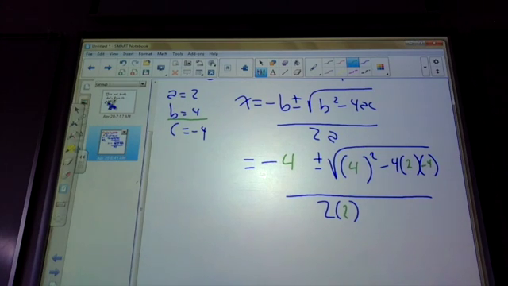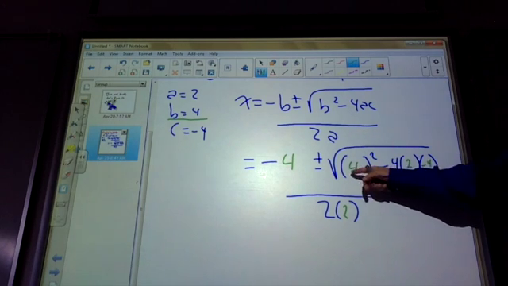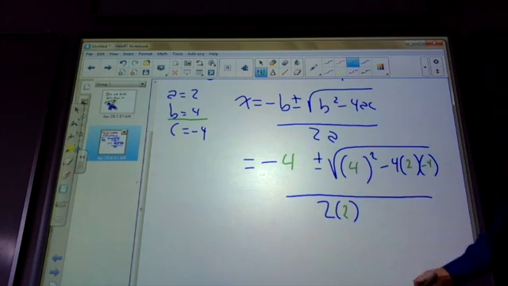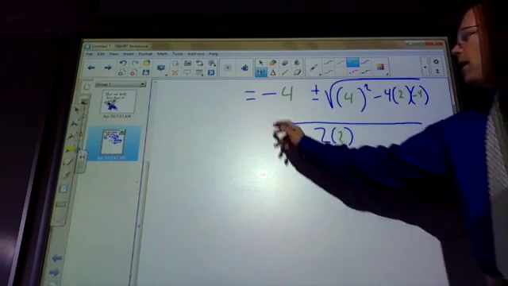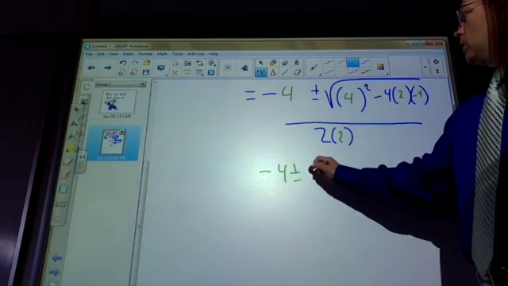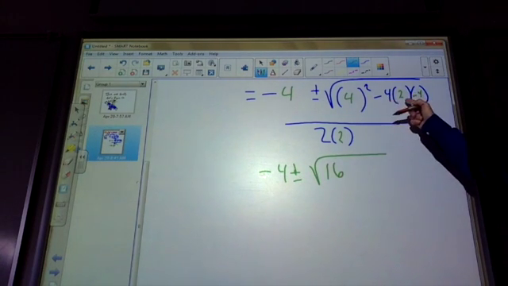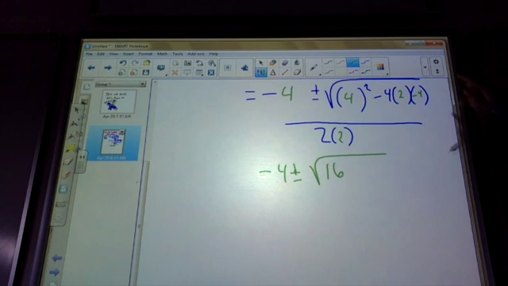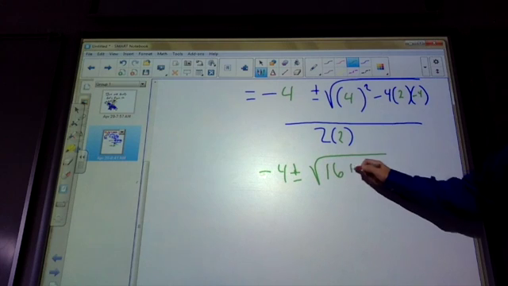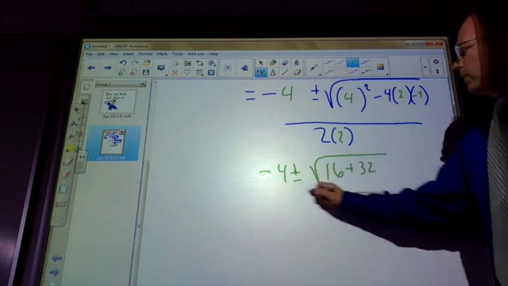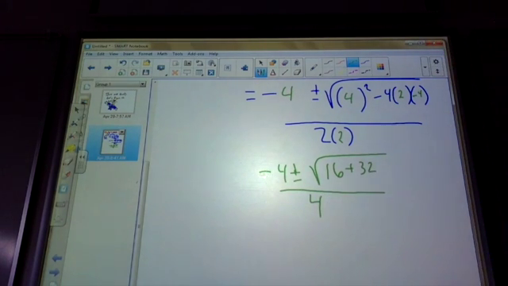Okay, so errors that might take place on this problem. The nice thing is our B value, as we have it set up right now, is a positive 4. A lot of times, if this is a negative, you trust your calculator too much. So let me move down. I have negative 4 plus or minus 4 squared, that's 16. Then I have negative 4 times 2, that's negative 8, and negative 8 times negative 4 is positive 32. All over 4. Does this seem okay so far?